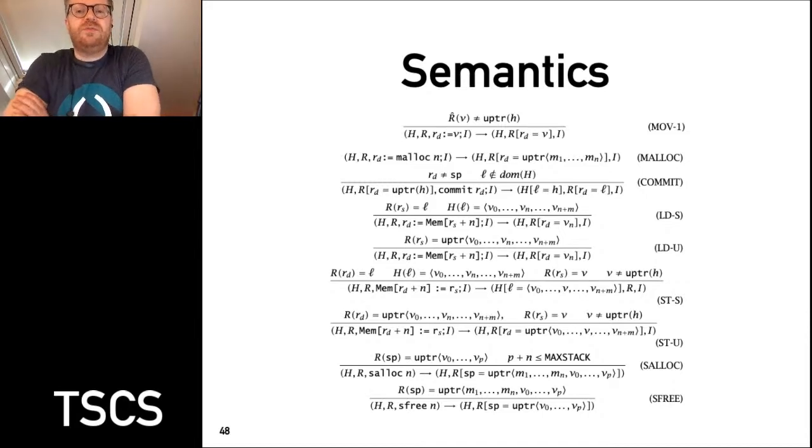And then you have the commit operation, which makes a shared pointer from a unique pointer. So the data is moved from the register to the heap. The destination register may not be the stack pointer, because then we would override our stack pointer. This would be catastrophic. And the heap should not already contain the new free label L that we use. That's just a new free label.